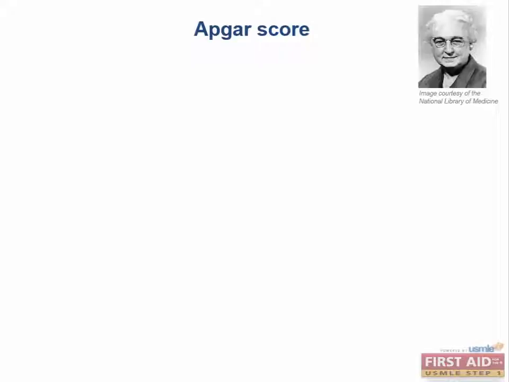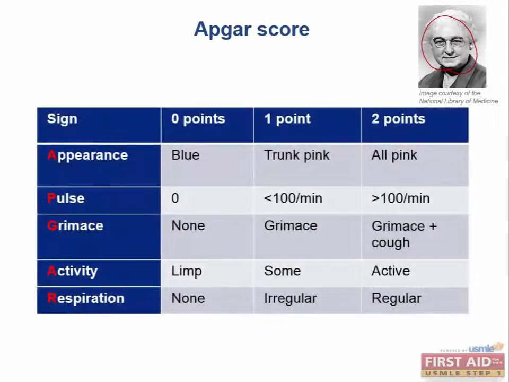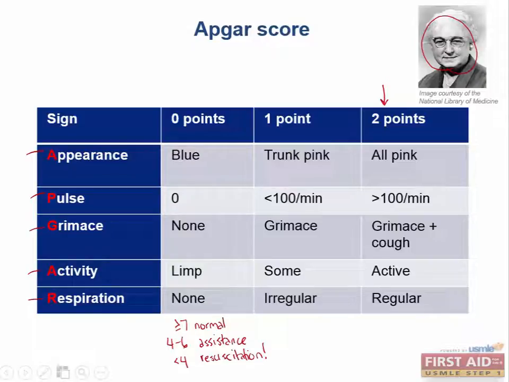Let's start with the APGAR score. The APGAR score was devised as a quick assessment of newborn health by Dr. Virginia Apgar. This chick right here. It's a 10-point scale, and it's evaluated at 1 minute and at 5 minutes. The APGAR mnemonic stands for appearance, pulse, grimace, activity, and respiration. Each of these parameters is given a score of 0 to 2, 2 points being the best. A score of 7 or greater is normal. 4 to 6 requires assistance and some stimulation. But if you're at less than 4, you have to start resuscitation to prevent long-term neurological damage.